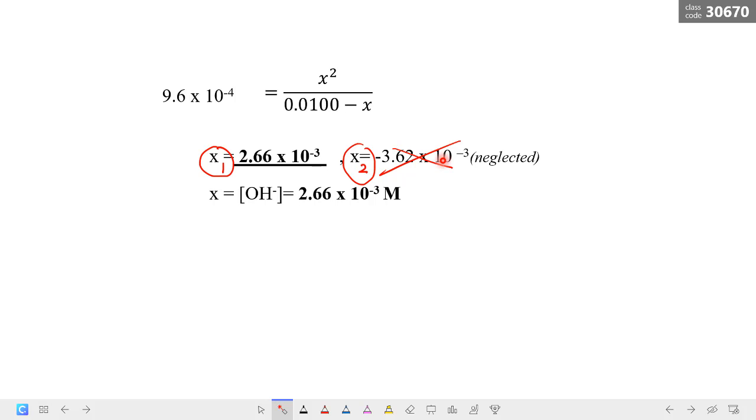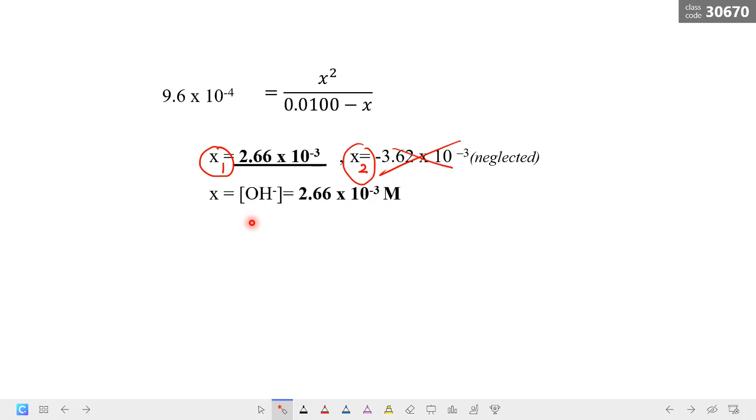Okay, jadi the X value yang kita accept adalah 2.66 times 10 to the power of -3. So from the table, X is the concentration of OH minus. So, it is 2.66 times 10 to the power of -3 molar. Mesti ada unit sebab concentration. But now, we have to continue the calculation because we are going to calculate the pH.